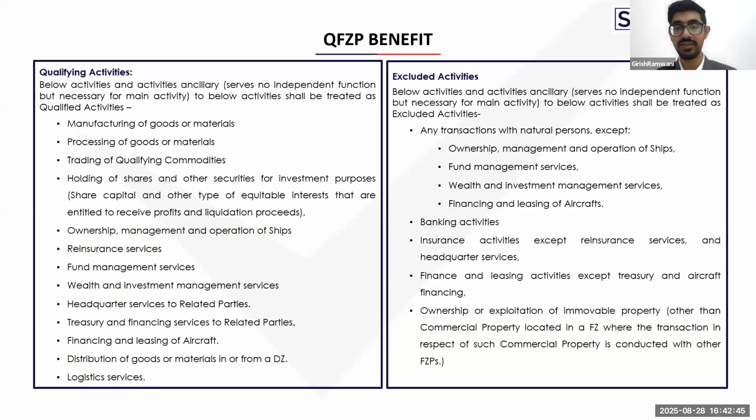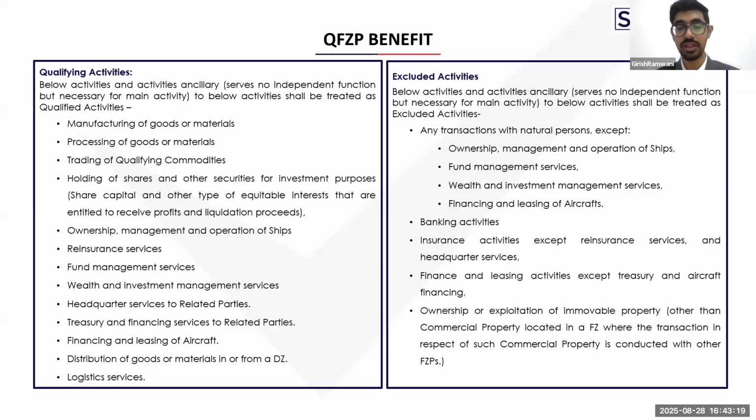What are the excluded activities? Basically, you should not have derived any income from natural persons, except ownership operation of ships, fund management services, wealth management, and financing leasing of aircrafts. So, except for these four activities, any other income that you derive from a natural person is an excluded activity. It is a non-qualifying revenue. Banking activities, insurance activities except for reinsurance is an excluded activity. Financing, leasing except treasury and aircraft financing. Any financing activity other than this is going to be an excluded activity.